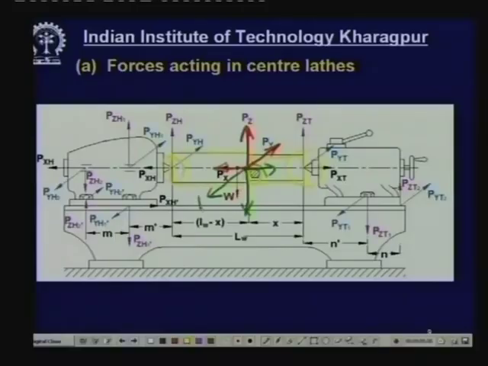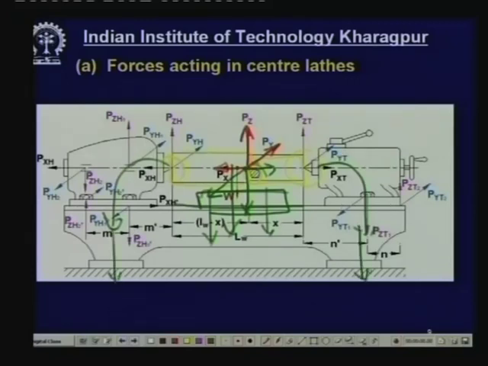Now, the saddle will be moving along the bed. So, when the saddle receives all the forces, that will be again transmitted to the bed. So, the bed receives forces through the tailstock, headstock, and the saddle, all these forces. And the forces received by the bed will be again transmitted to the foundation. So, this is how the forces are developed at the cutting point and distributed to all the major parts. These forces will help us in the design of the components of the different major elements of the machine tool.